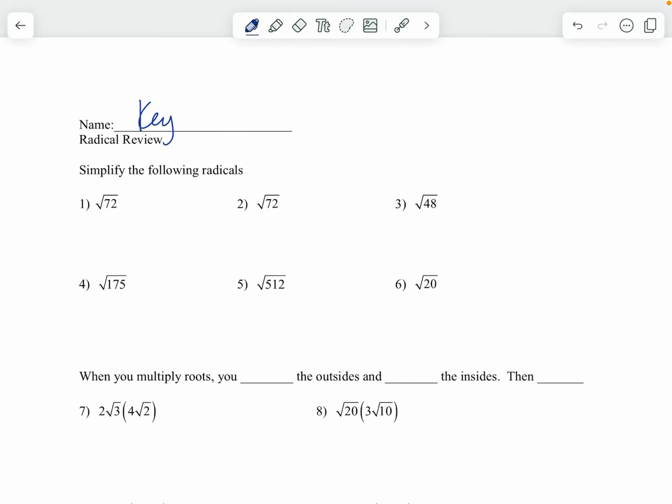Hi everyone. Today we're just going to do a quick radical review. I'm going to show you two different ways to simplify radicals and then some rules about radicals that we need to follow. And this is going to come up a lot in chapter 8.